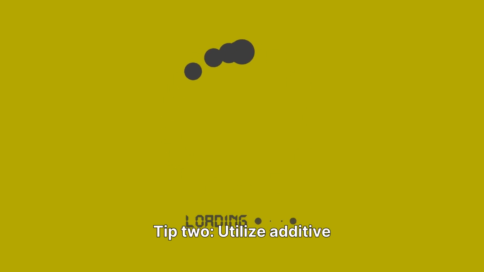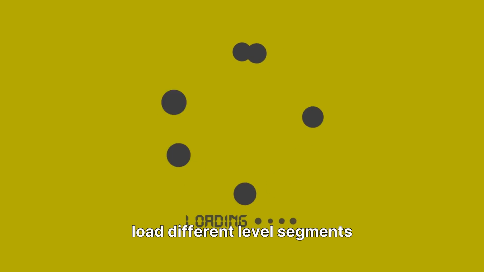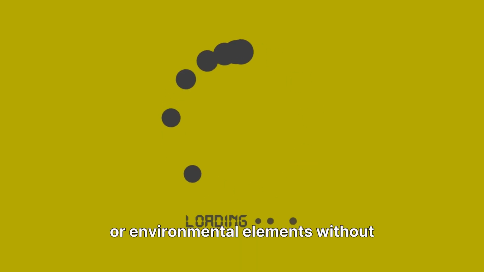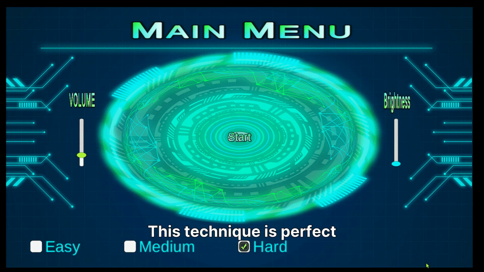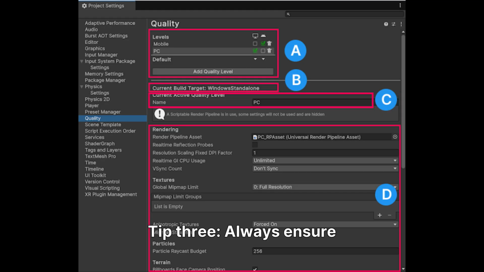Tip 2. Utilize additive loading for dynamic content. This allows you to load different level segments or environmental elements without unloading the current scene. This technique is perfect for open-world games or games with evolving environments, where you want to stream in content as needed. Tip 3. Always ensure all your scenes are added to the build settings.